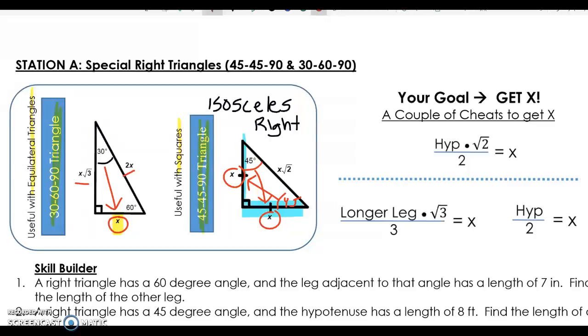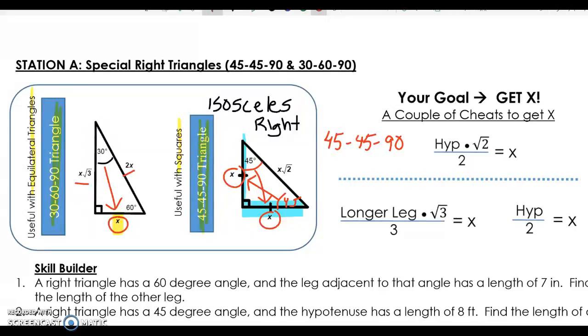All right, so if we take a look at the right-hand side here, it says your goal is to get x. Now, the first cheat that I'm going to show you is just for the 45, 45, 90 triangle. Now, we know that if we have x, if we have each leg length, to get the length of the hypotenuse, all we have to do is multiply by the square root of 2. Now, the harder part is when they give you a length for the hypotenuse, and you have to get x.